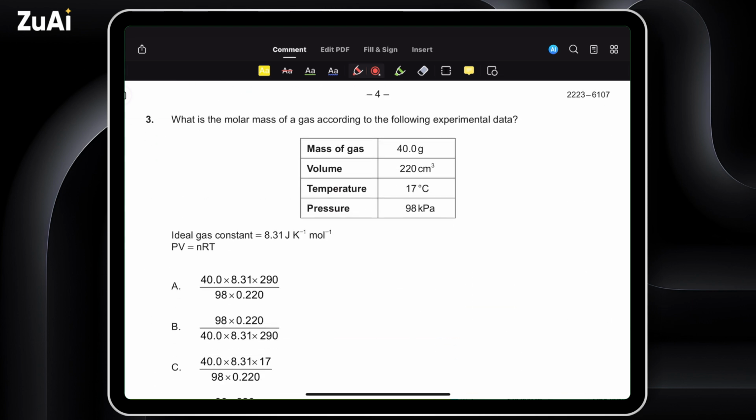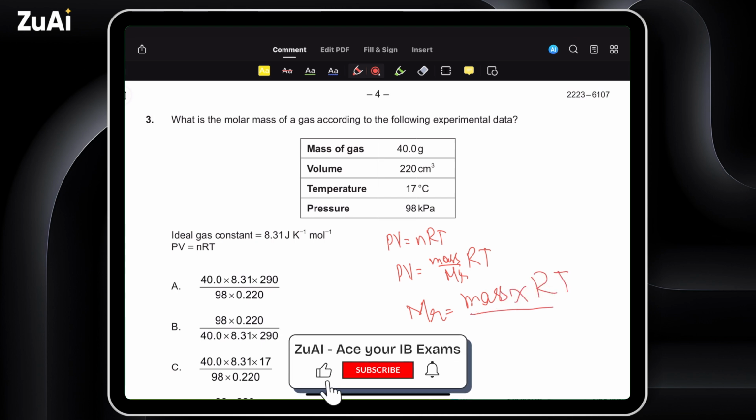What is the molar mass? The formula is PV equals nRT. So PV is equal to moles, and moles is mass over Mr, times RT. So Mr would be equal to mass times RT divided by PV.